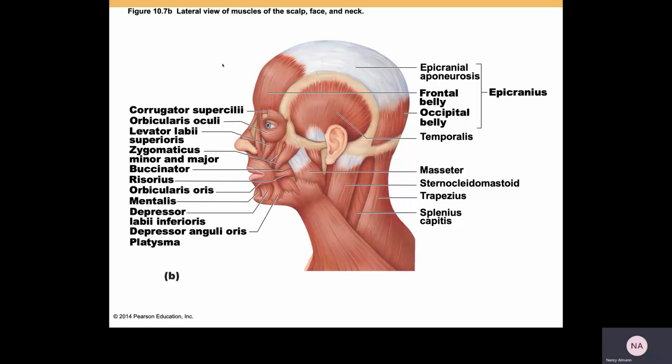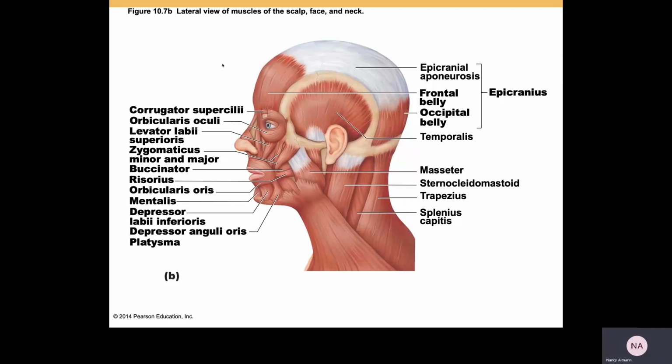You also need to know temporalis, which will conveniently sit just superficial to the temporal bone. That is going to be a major muscle of mastication. You also need to know about masseter, which is going to elevate the mandible, so masseter will also be another major muscle of mastication.